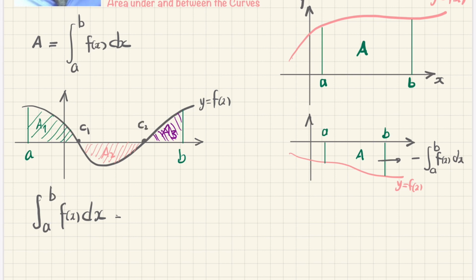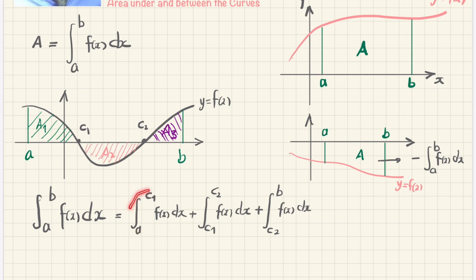Do you remember that was a property of definite integrals? If I want to go from a to b, I can break it up from a to C1 f of x dx, and then from C1 to C2 f of x dx. Do you remember that was a property of definite integrals? Then finally from C2 to b f of x dx. Okay, let us concentrate on the first integral.